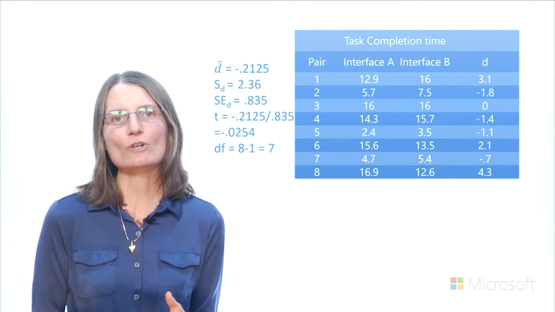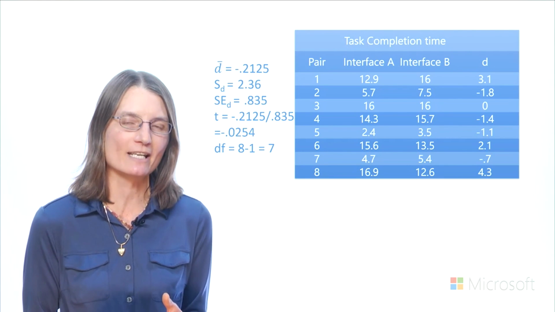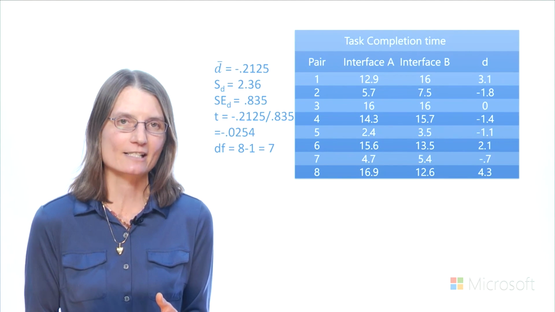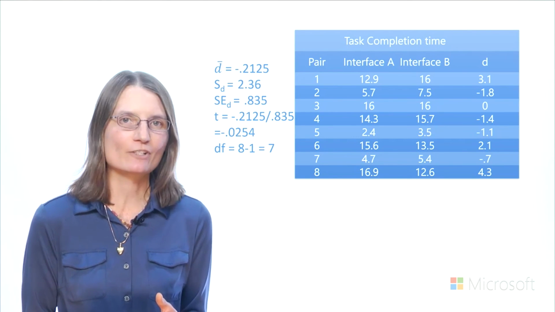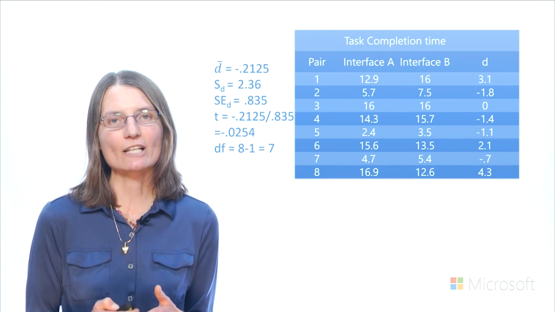However, to formally draw a conclusion, the critical t-value for a two-tailed t-test with 7 degrees of freedom is negative 2.36, and our t-value is nowhere near that. There doesn't appear to be any differences in the interfaces in terms of time on task. Now, let's take a look at how we do this in Excel.